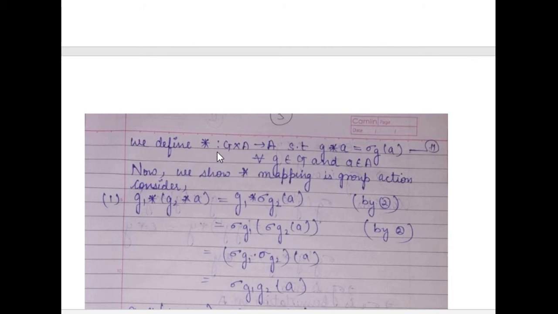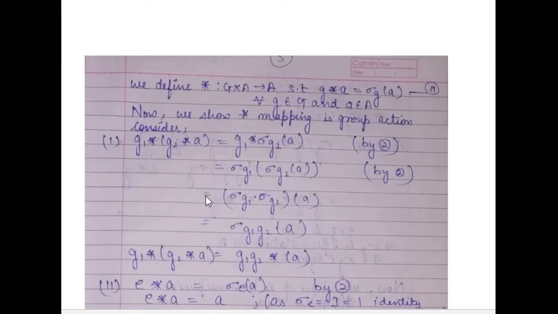Now we define a mapping star from G cross A to A, which is given by g star a is equal to sigma g (a) for all g belonging to capital G and a belonging to capital A. Now we have to show this mapping is a group action. So for this we have to prove the two properties for group action, and for that let us consider g1 and g2 to be any two arbitrary elements of G, and a be any arbitrary element of A.